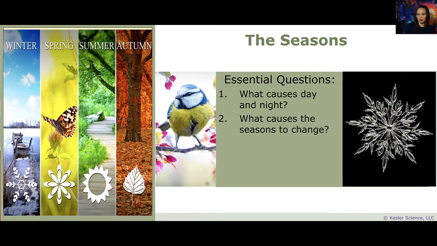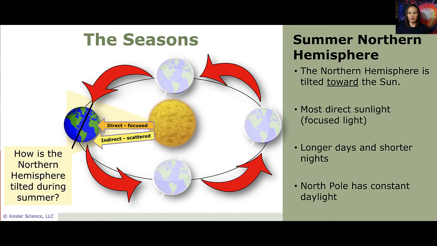So we'll start first with the summer in the Northern Hemisphere. As you can see in the diagram on the left-hand side, the Northern Hemisphere is tilted towards the sun. Hence, it is the summertime in the Northern Hemisphere. Now, the sun is mostly direct, or the light is actually focused, in the northern or upper part of the earth, and there are longer days and shorter nights, as well as the North Pole having constant daylight. Now think about this question: how is the Northern Hemisphere tilted during the summer?